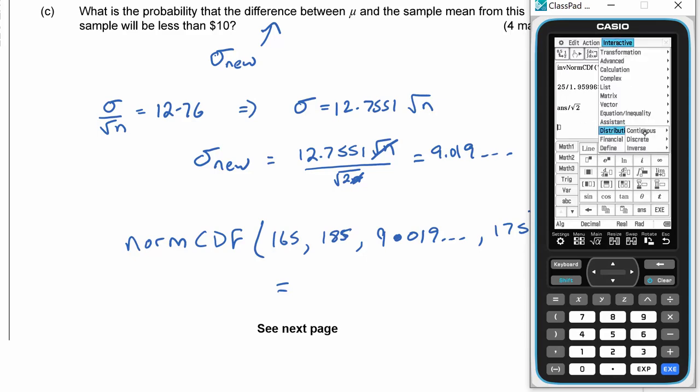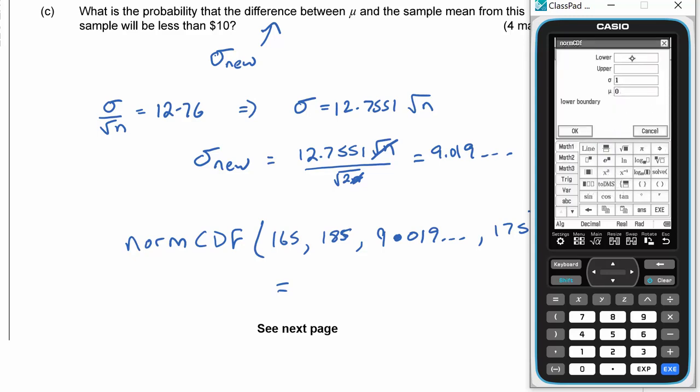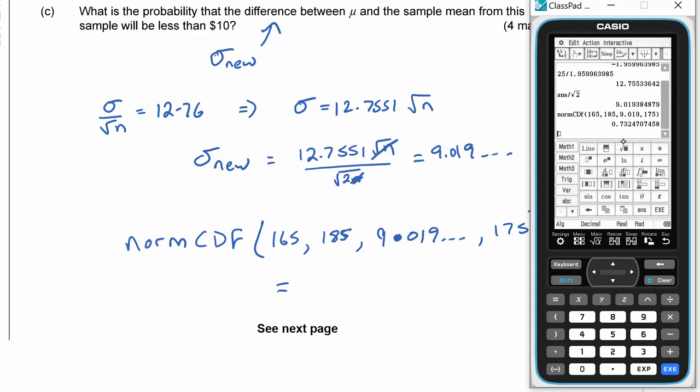So interactive, distribution, continuous, normal CDF, and the lower is 165, the upper is 185. We know the mean was 175, and this was 9.019, and that is 0.73. You'll see it's the same answer as what they got by doing a slightly different method.